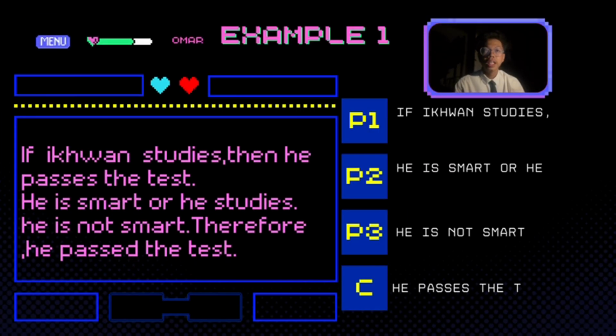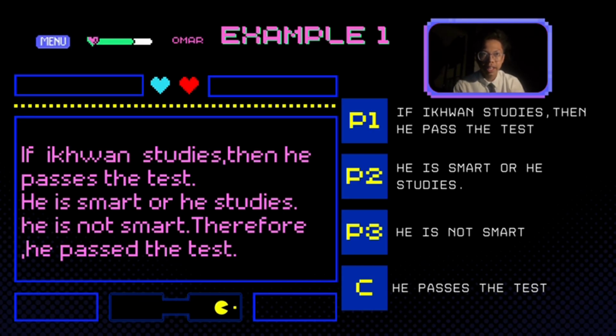So for example 1, if Ikhwan studies, then he passed the test. He is smart or he studies. He is not smart, therefore he passed the test. So the premise 1 is, if Ikhwan studies, then he passed the test. For premise 2, he is smart or he studies. And then for premise 3, he is not smart. So the conclusion is, he passed the test.